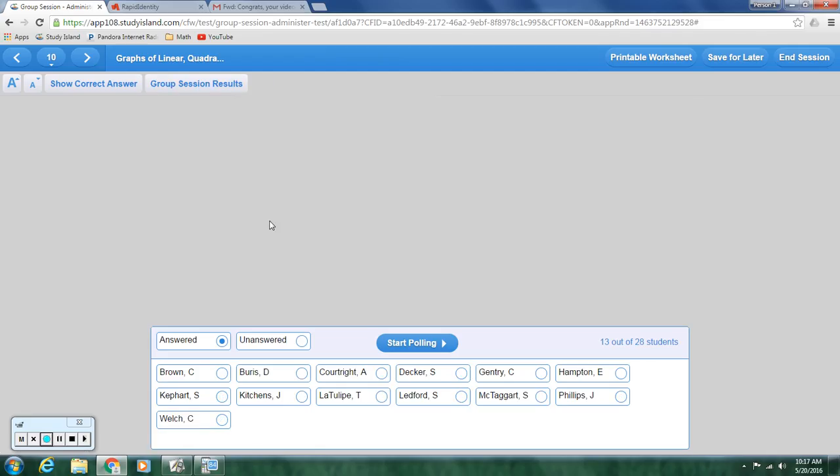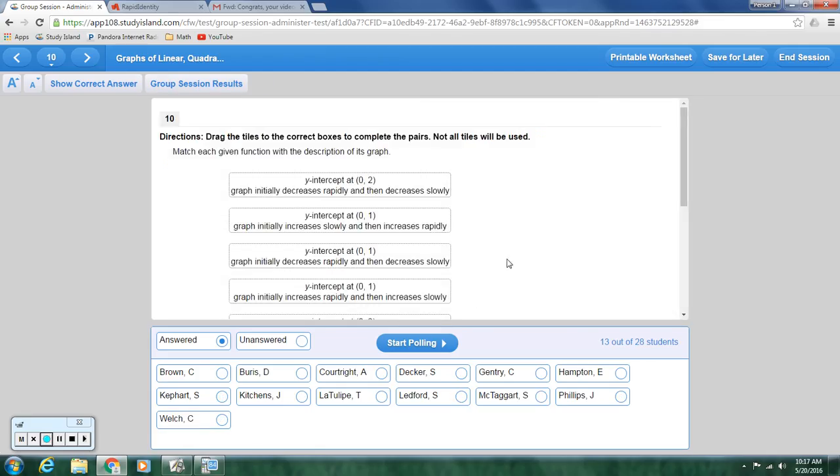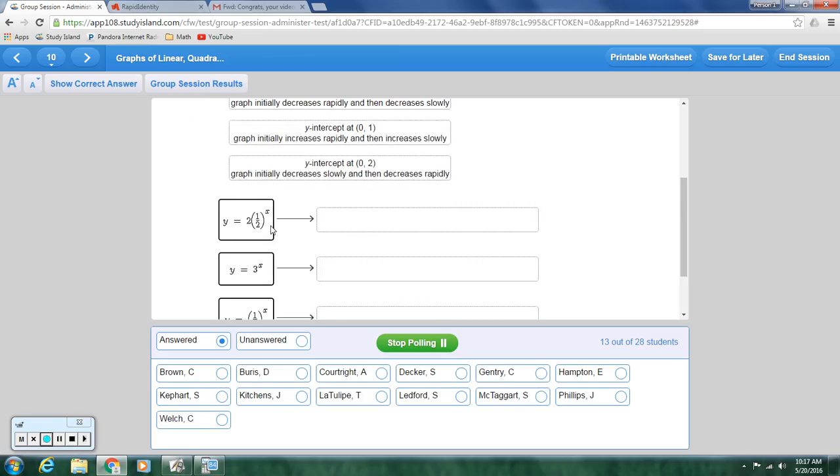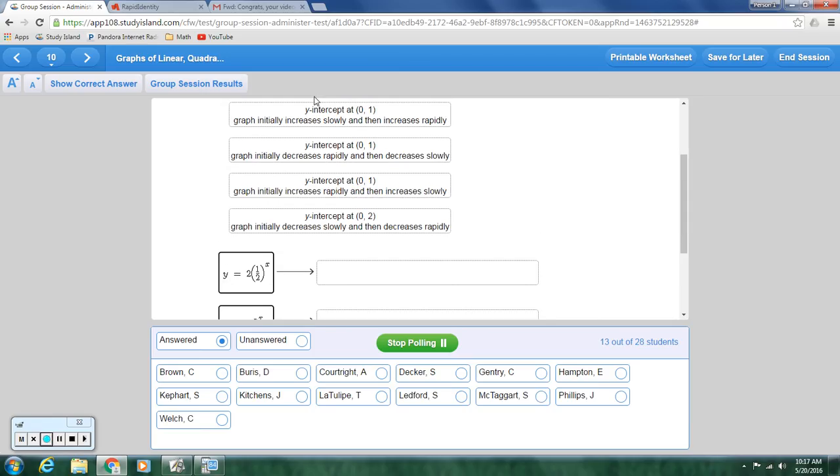All right, next question. Match each function with the description of its graph. So what you're going to do is graph each one of these. Start by graphing 2 times 1/2 to the x, and then drag and drop whichever one goes with it.